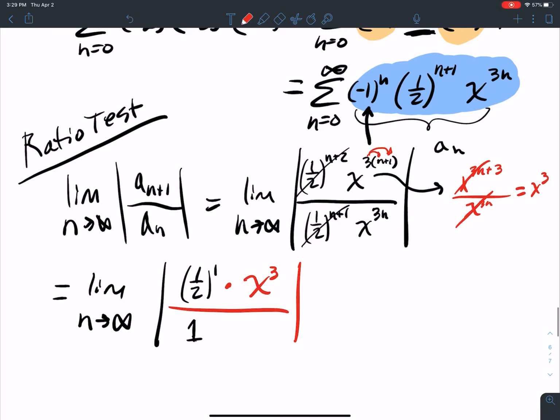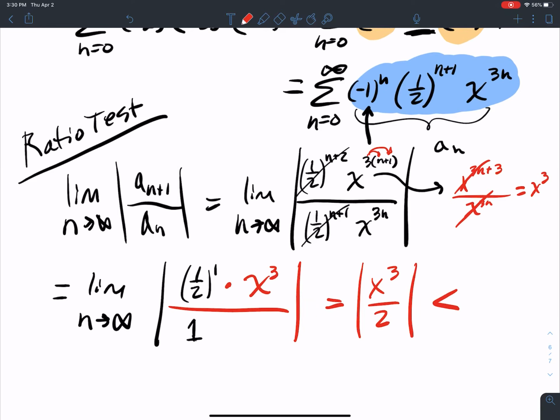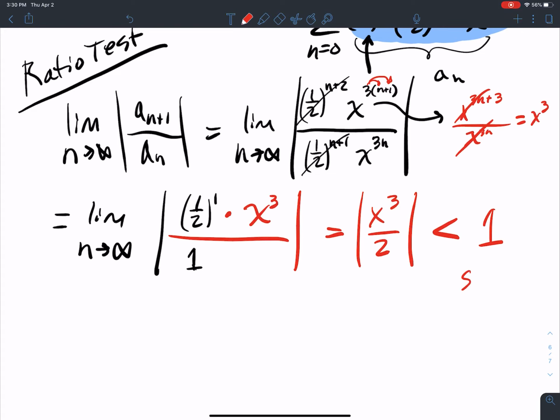All right, so now when I take the limit here, all these n's are eliminated. So the limit really doesn't do anything here in terms of n. I get x cubed over 2 in absolute value. And then I want that limit to be less than 1. Then the series converges absolutely by the ratio test.